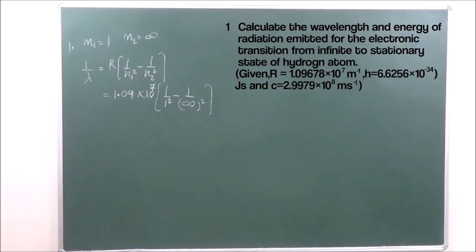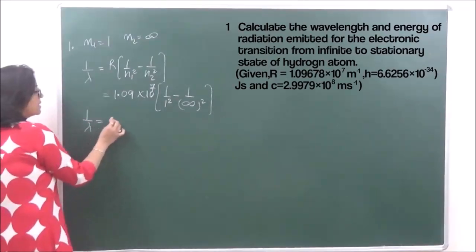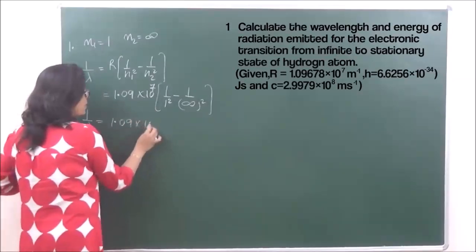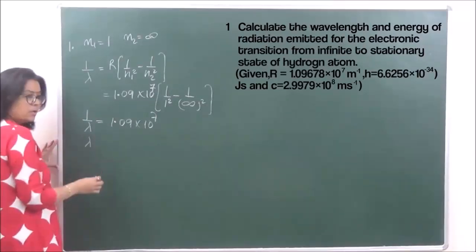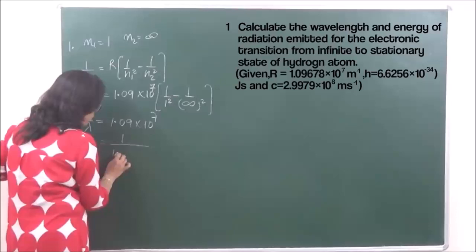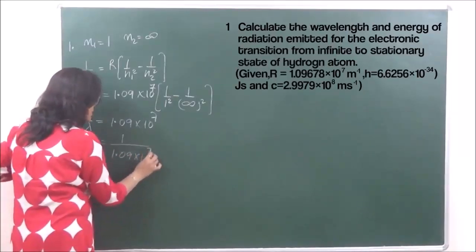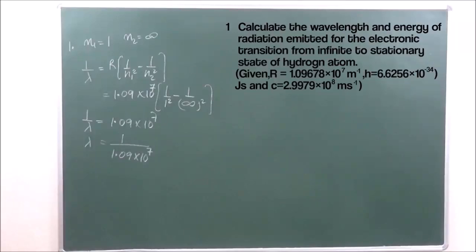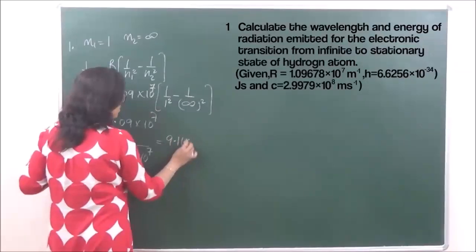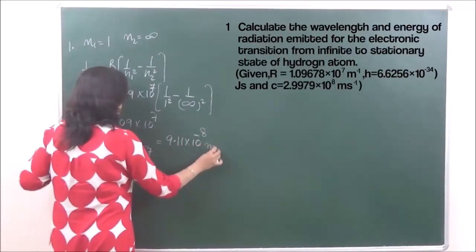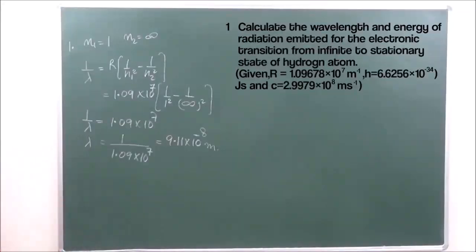So when you calculate 1 upon infinity, that will become equal to 0. Right? So we have 1 upon lambda is equal to 1.09 into 10 raised to the power 7. Or lambda will be equal to the reciprocal of this, 1 upon 1.09 into 10 raised to the power 7. So when you calculate this, it comes to 9.11 into 10 raised to the power minus 8 meters. Right? So this is lambda.